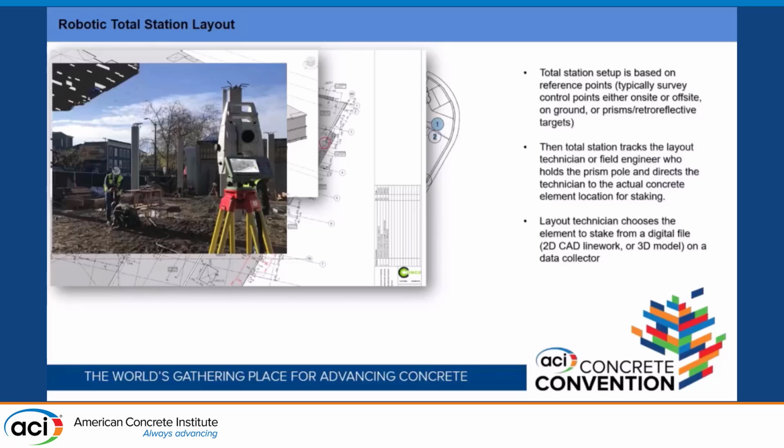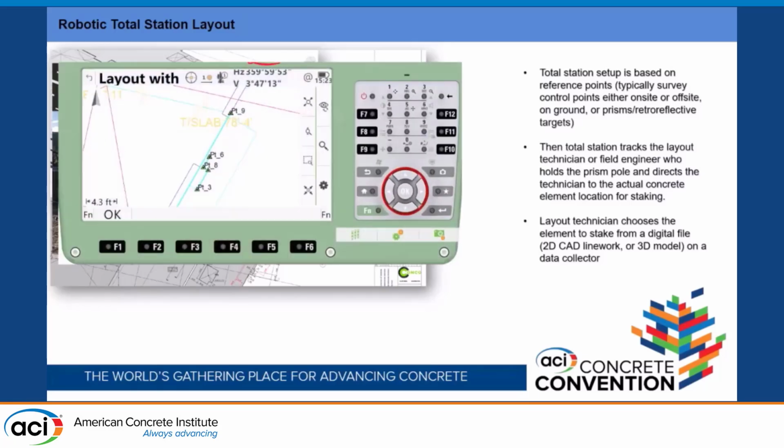Basically your field engineer is holding a pole with a little prism on top. The total station is tracking the prism and guides the technician to the direction and the distance for the element that needs to be laid out. The technician chooses the element on the data collector, a little tablet he or she carries. Here's a screenshot of how the tablet looks.